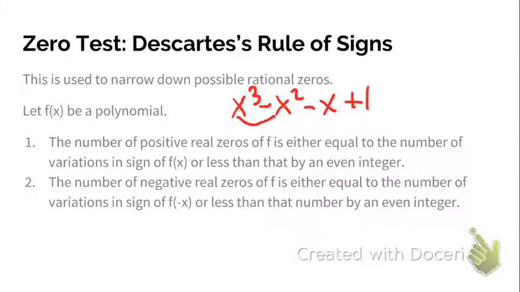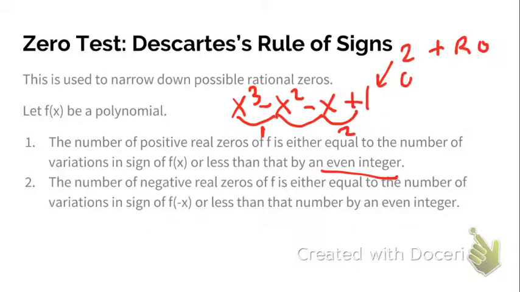So from here to here, that would be one sign change because it goes from a positive factor to a negative factor. Then from here to here, it's still one sign change. Then from here to here is the second sign change. This has two sign changes. So the number of positive real zeros is either equal to the number of variations in sign or less than that by an even integer. So that means that this right here has either 2 positive real zeros or 0 positive real zeros. Or it has to be less than that by an even integer.